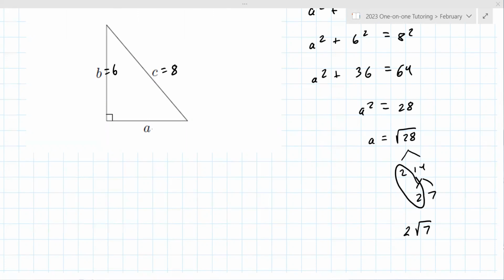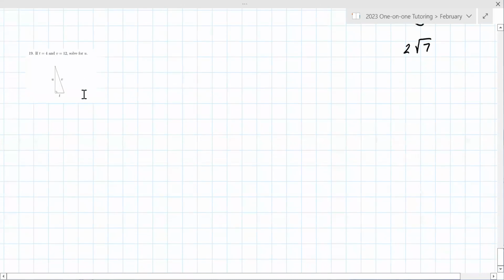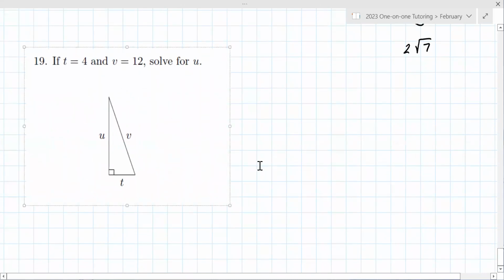Okay, let's have you try one more here. Let's have you try number 19. This comes from one of the worksheets I have on my website, so I can direct you to that when we're all done here. Why don't you try this one? This will be our last problem for today.